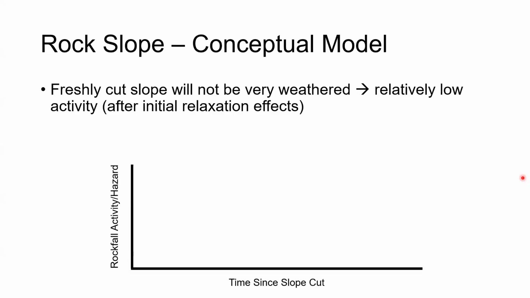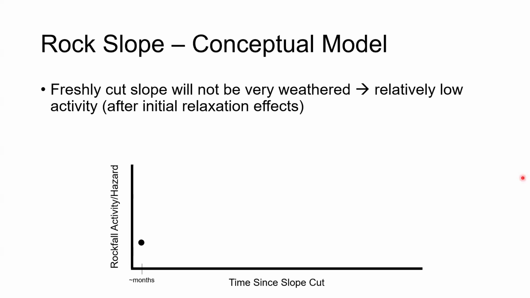So we're going to plot this up in terms of rockfall activity or hazard versus the time since we cut the slope. And if we look after the end of that relaxation period, we've got very fresh rock, freshly cut. We have a low level of activity.